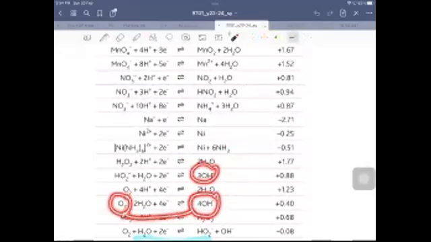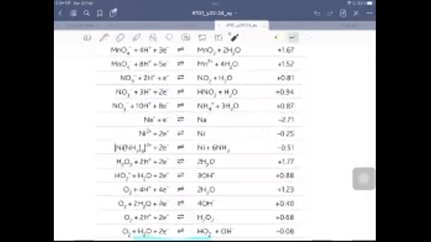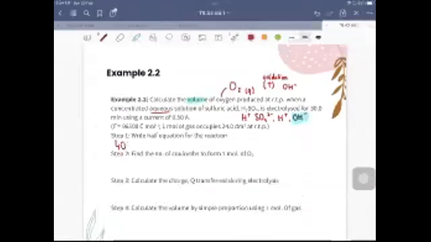So that means it's this one. 4OH- is being oxidized to oxygen plus 2H2O plus 4 electrons.